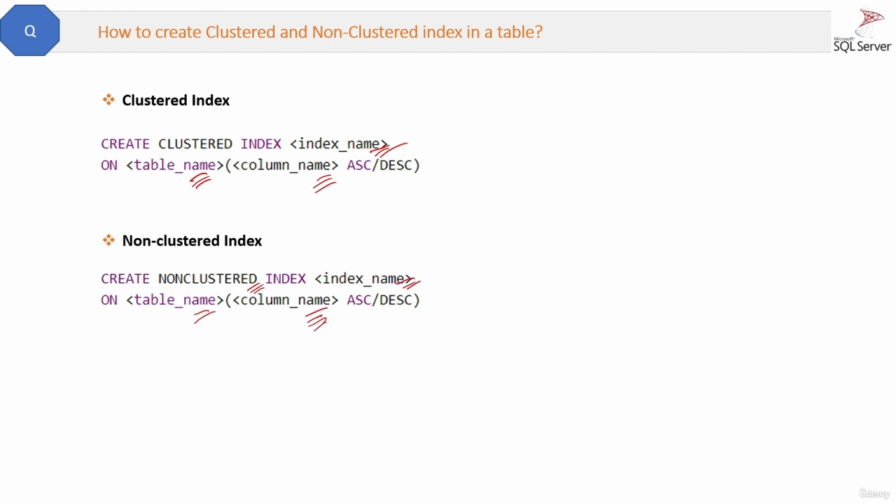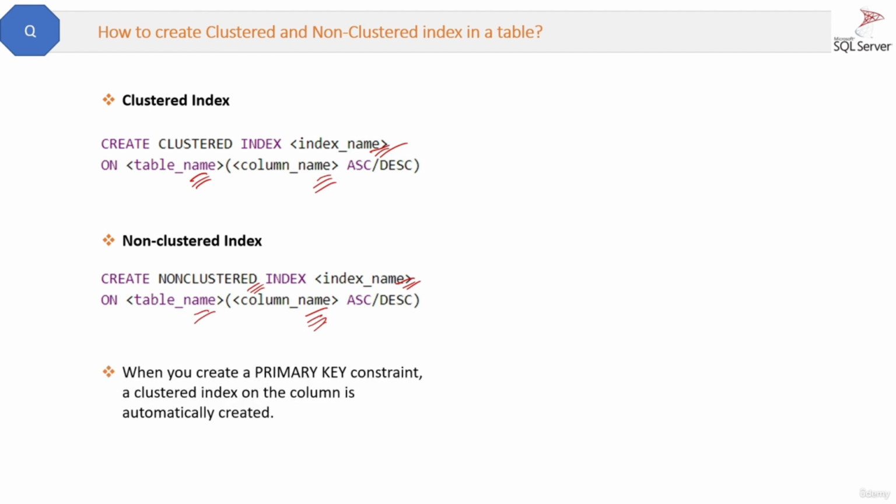Now normally when you create a primary key constraint, a clustered index on the column is automatically created, right? But if you do not want a primary key in your table, or if you drop the clustered index from the primary key, then you can also create a new clustered index on some new column. So this is the query you can use to create the clustered index. It's short and simple.